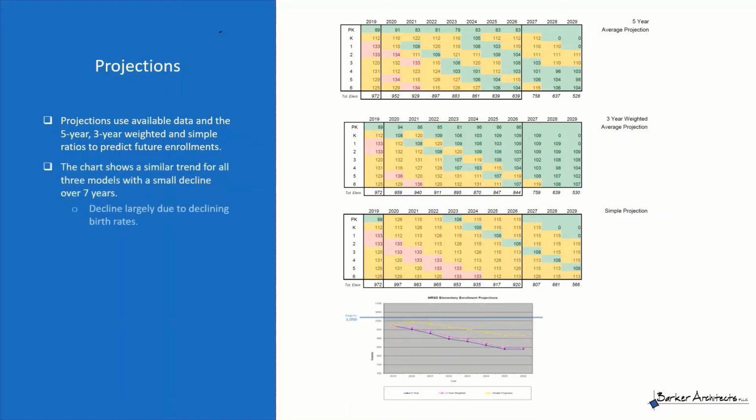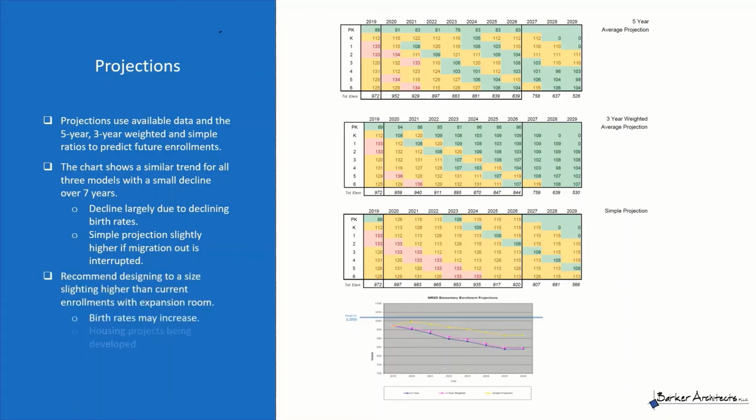The chart for the 5-year and 3-year weighted projections shows very similar figures, a slow decline over 7 years. The decline is largely due to declining birth rates. As stated earlier, the decline in birth rates is caused by generational differences and is likely to change. The simple projection is slightly higher, reflecting the fact that if migration out of the district were interrupted, enrollments would increase simply by keeping students.